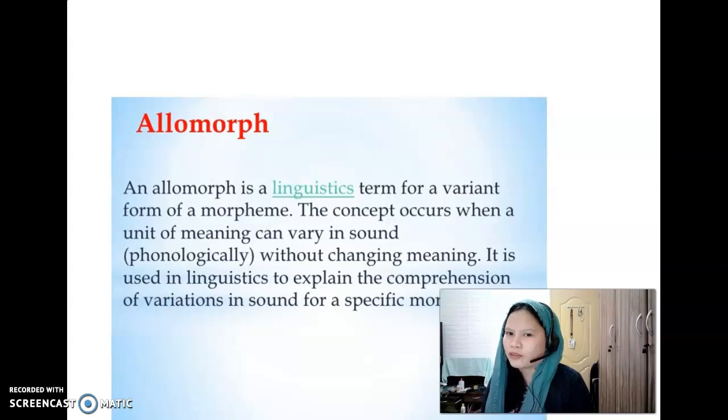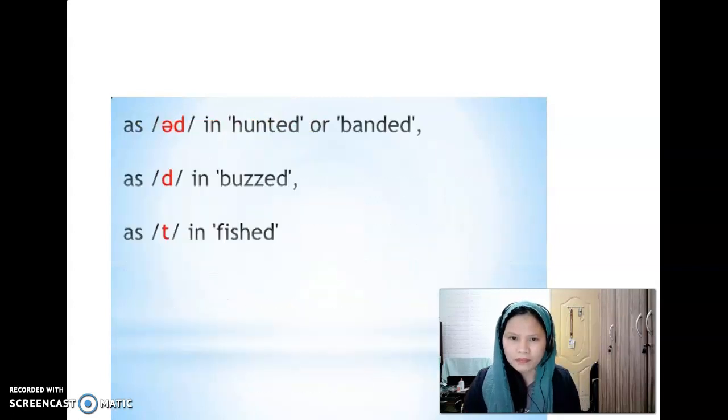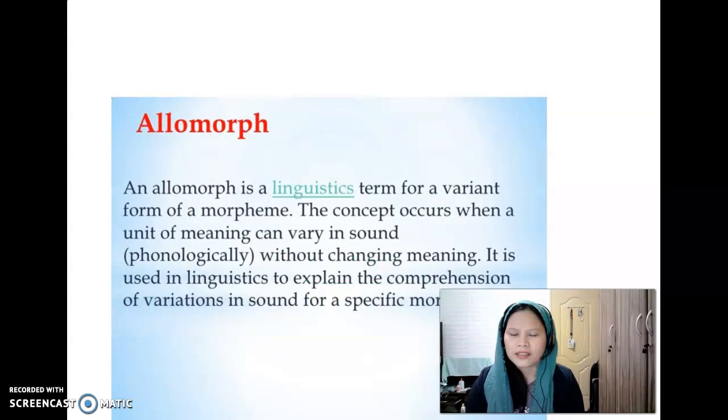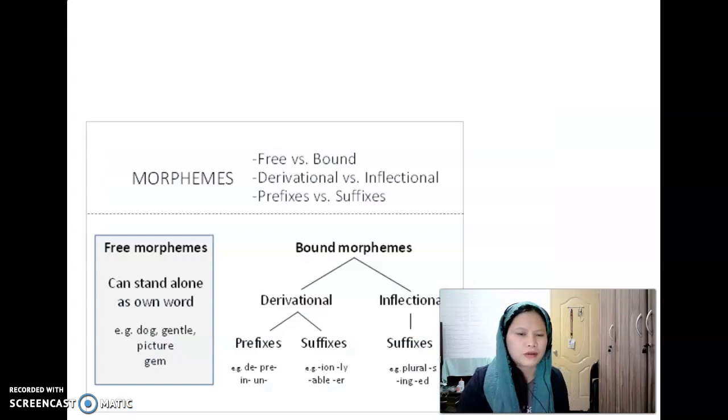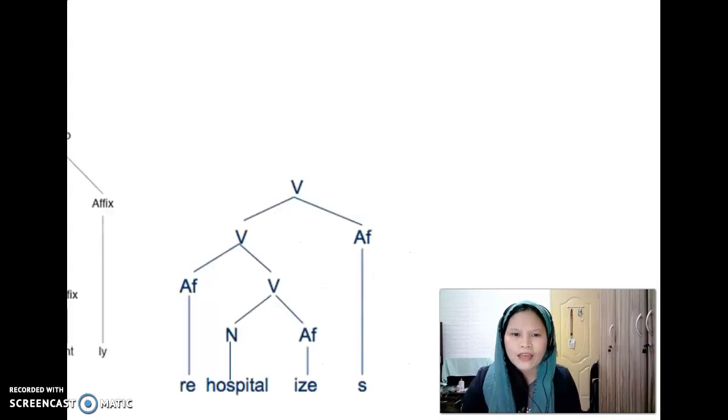So we have allomorphs. This is another topic that can be discussed as well. It is a linguistic term for a variant form of a morpheme, and later on I will discuss more of that. But basically, the study of morphemes is more of a study of the structure of the language. So this is also one of the examples that I have.